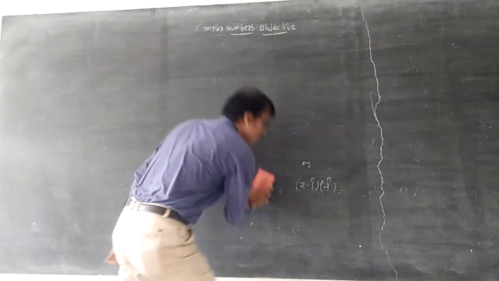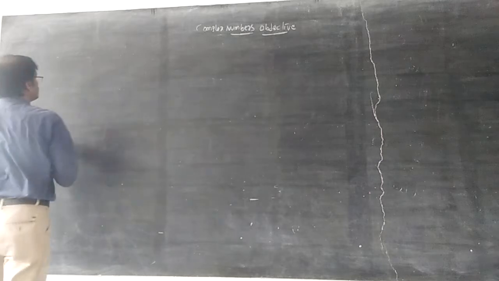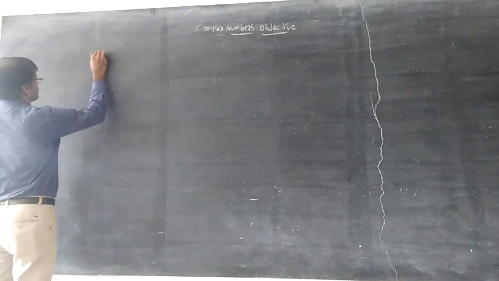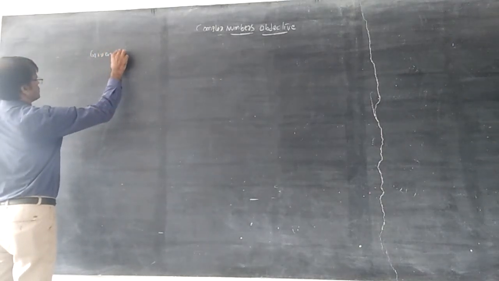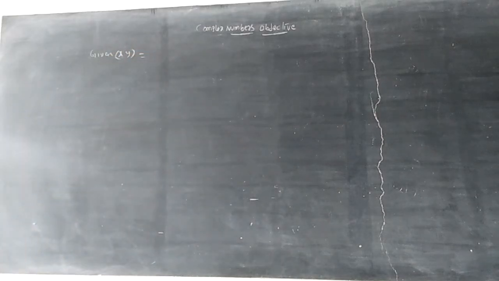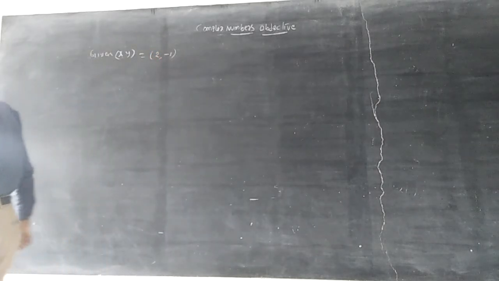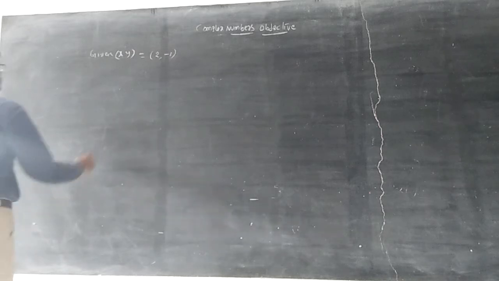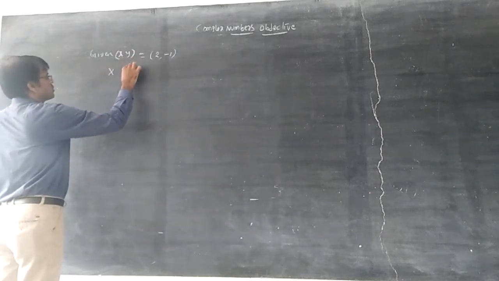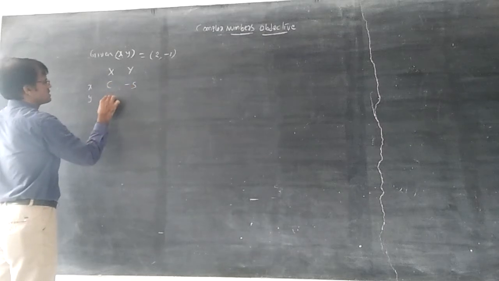Let us see the same question in another method. Given small x comma small y is equal to 2 comma minus 1, because the point is 2 minus I. Remember this one: this is capital X capital Y, this is small x small y.